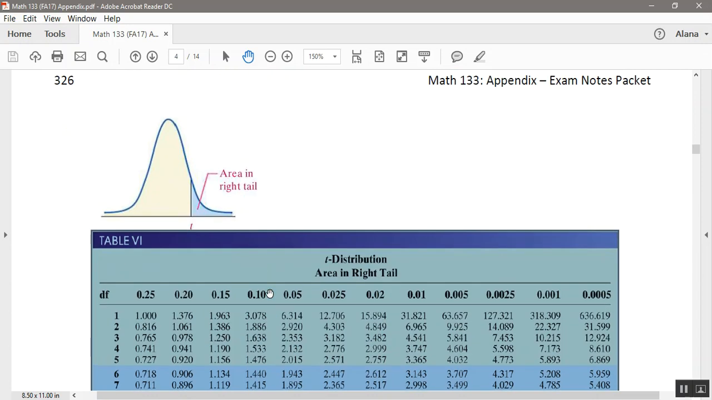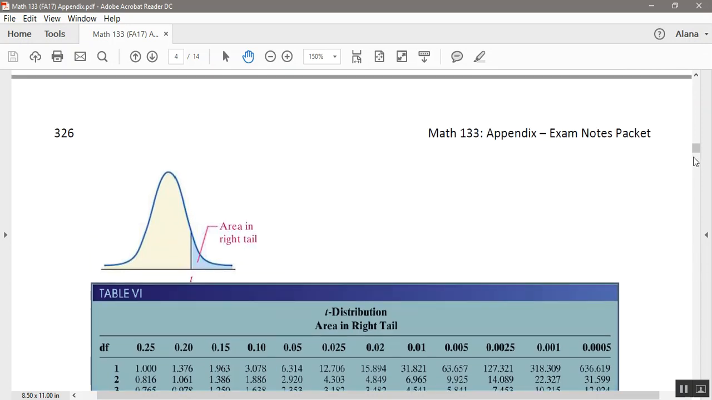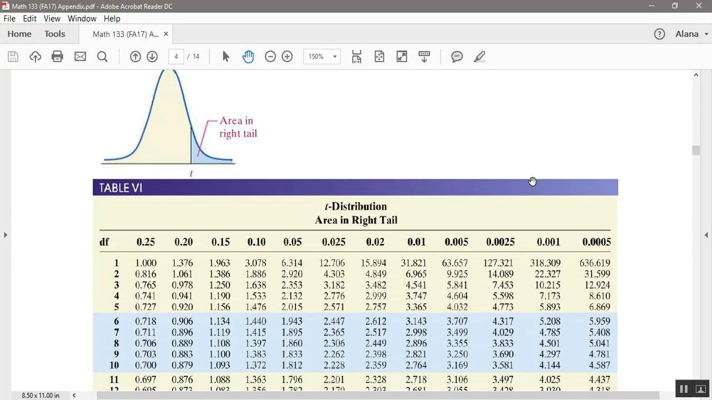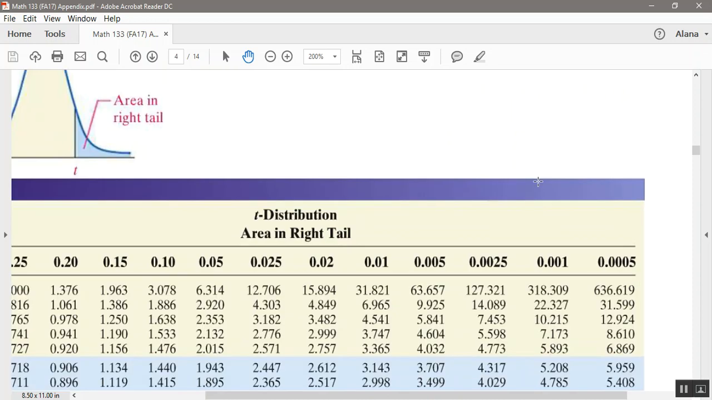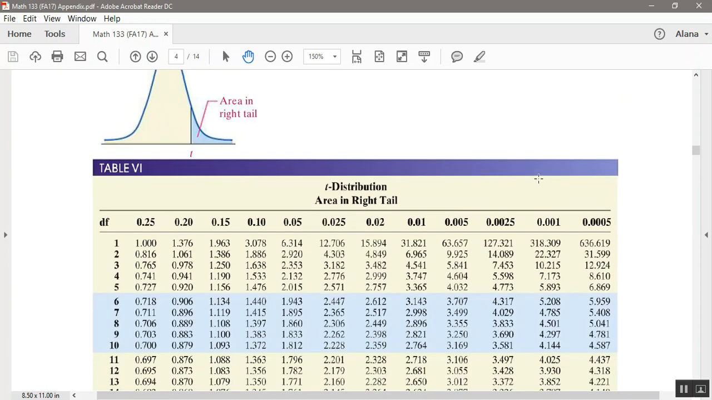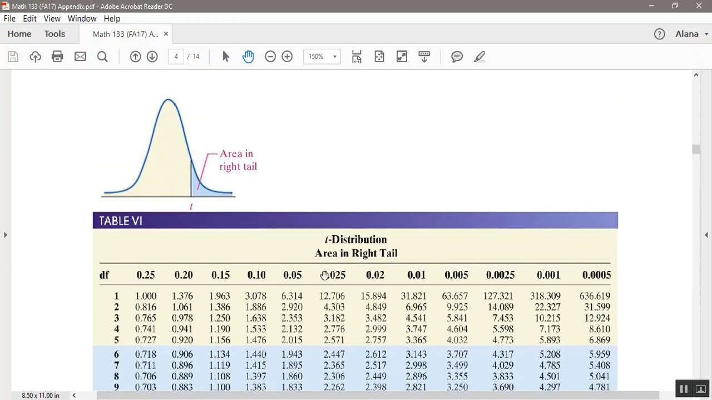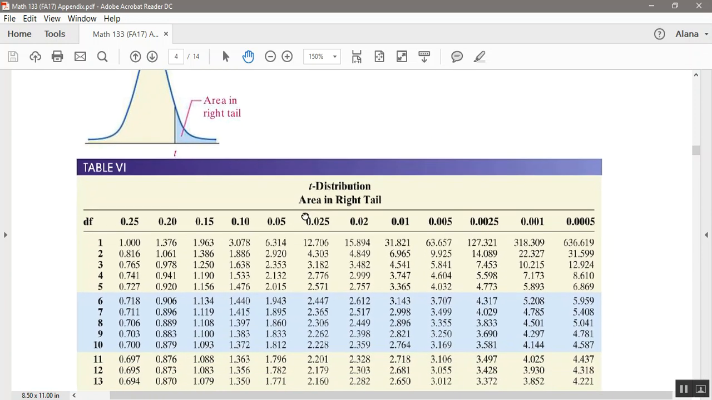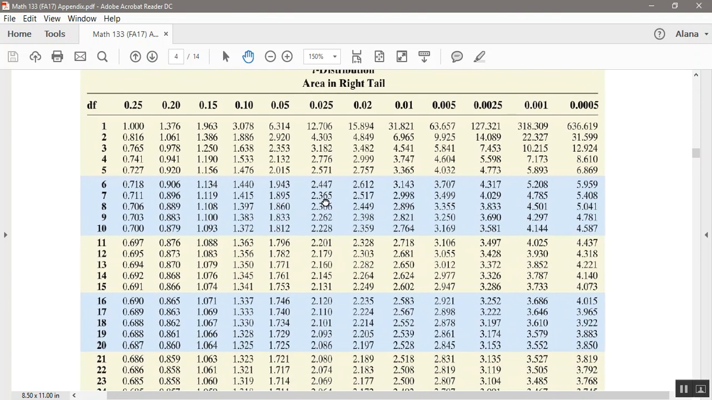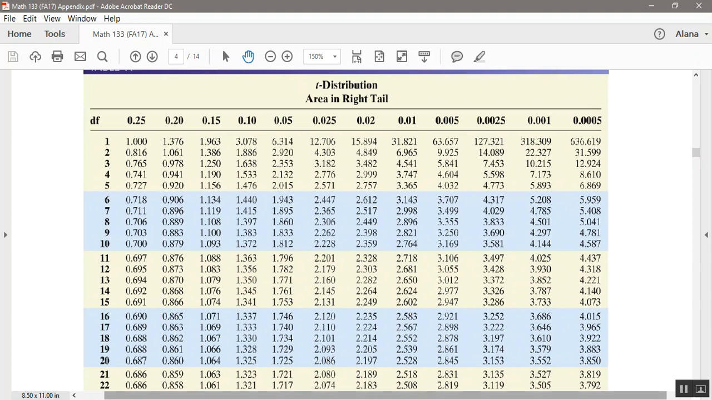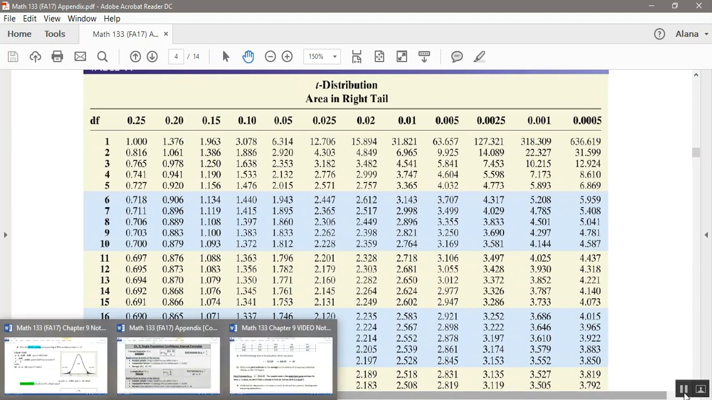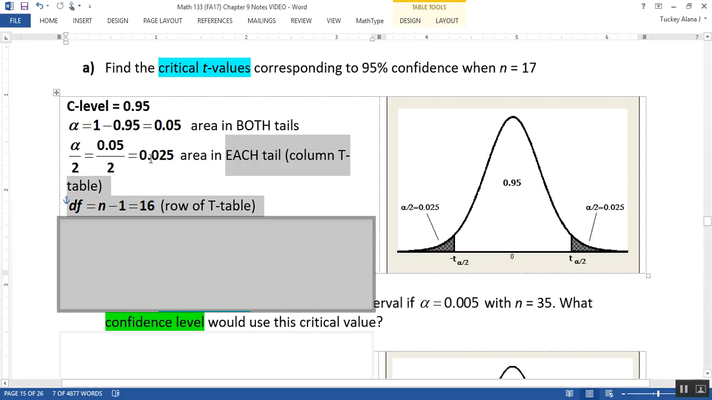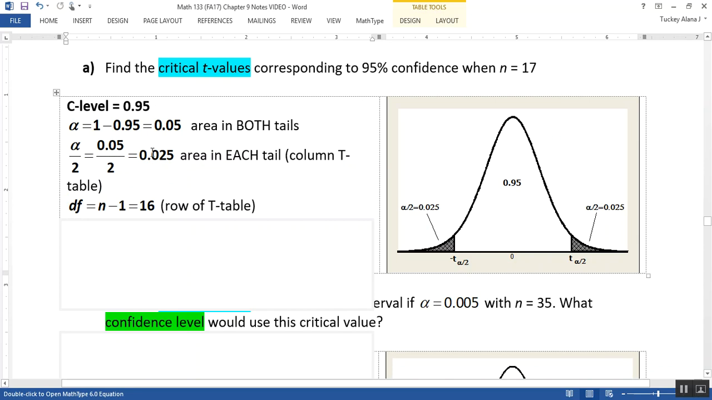And this t-table is right in the appendix, which is where you find your formulas, but it's also where you find your t-values under the t-distribution right here. So we want to go to the 0.025 column, and we want to go to degrees of freedom is 16. Let me double check that. Yes, the 0.025 column and the 16 row.